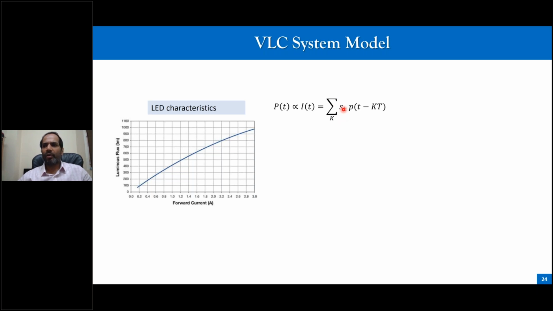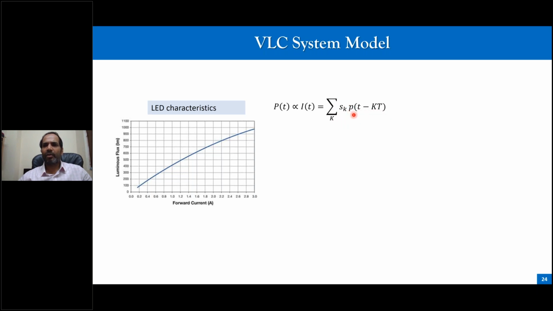For example, for on-off keying, S_k may take a value 1 and 0, right? For quadrature amplitude modulation, you have to think whether these S_k can be complex or not. We will come to that. At this moment, let us assume these S_k are real values, real amplitudes. And what are these p(t - kT)?